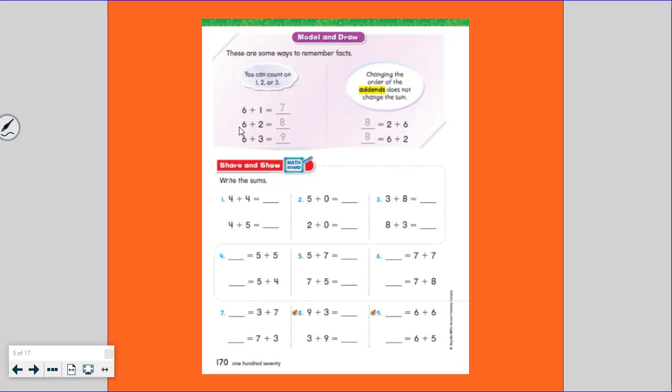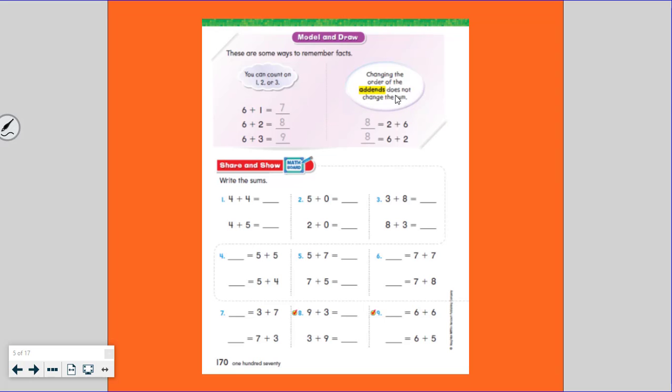Or 6 plus 2, that means we got to count on 2 times. So 6, 7, 8. 6 plus 3, we got to count on 3 times. 6, 7, 8, 9. We counted on 3 times. That's a strategy. Being able to count on is a strategy. Okay, so chalk that one up, put it in your head. When you're adding 1, 2, or 3, you just use the count on strategy.